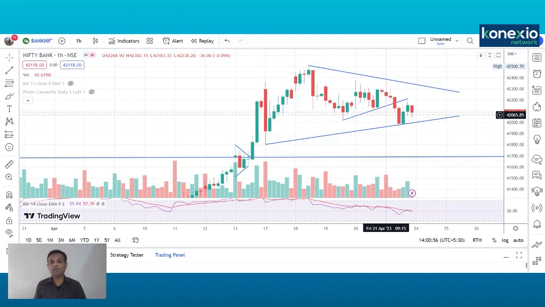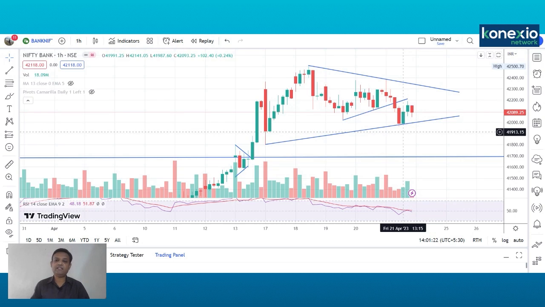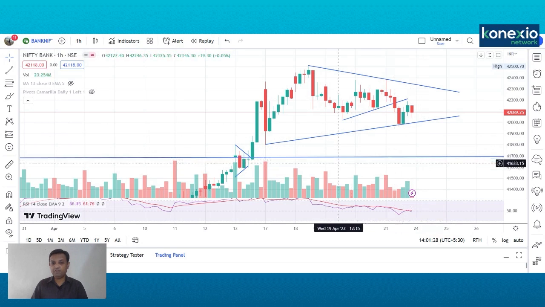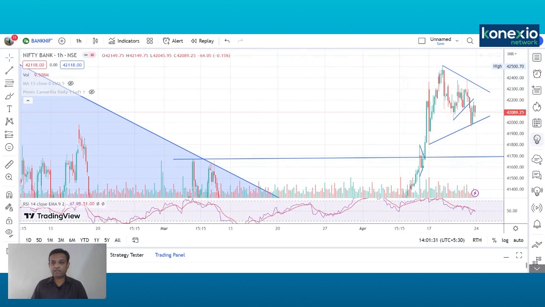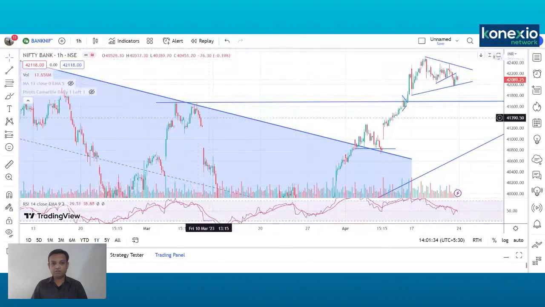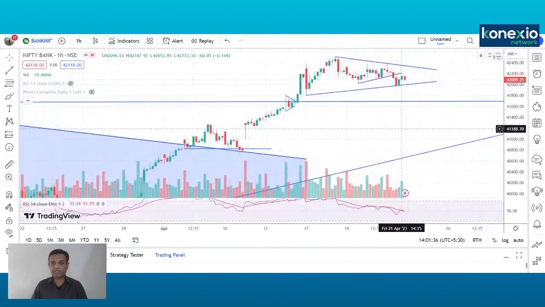So looking at this pattern, we feel that we should wait for a breakout above 42,382 in Bank Nifty on the spot levels. Only then should traders try to build long positions. On the downside, the crucial support for Bank Nifty is around 41,900. If Bank Nifty closes below 41,900, then it might drift down to the 41,700 mark, which is this support line that was earlier resistance. Let me show you. This was the resistance line, and that would become support at this juncture.